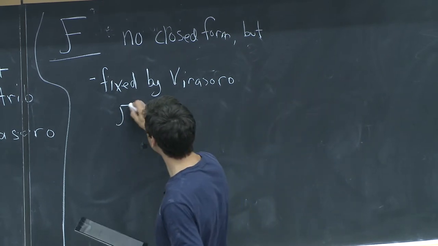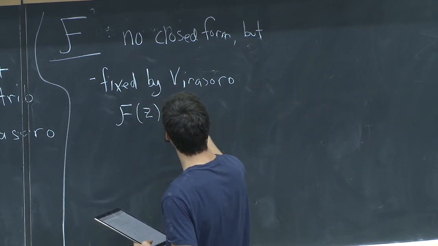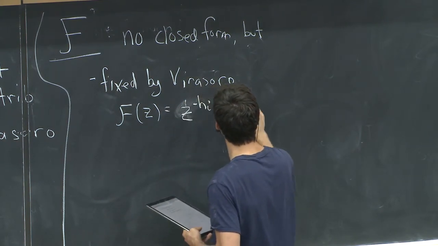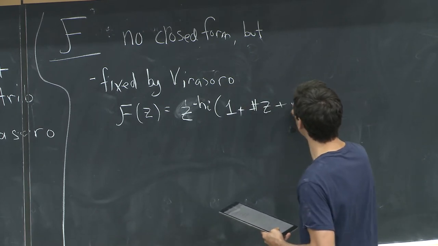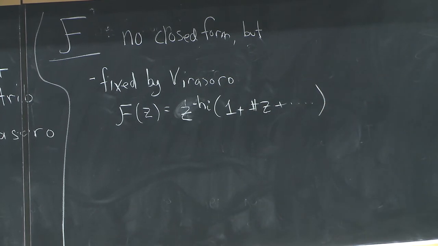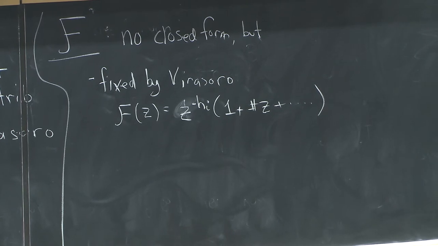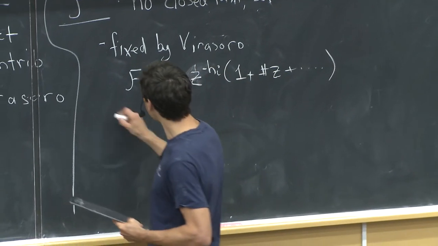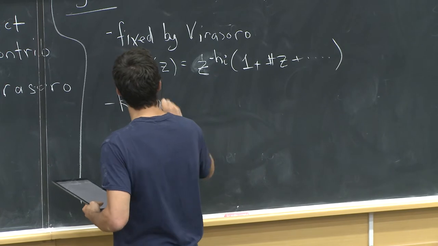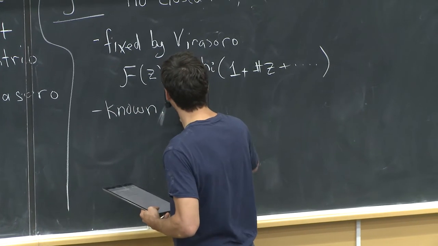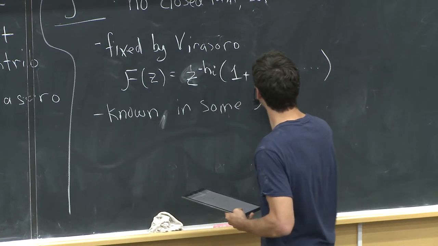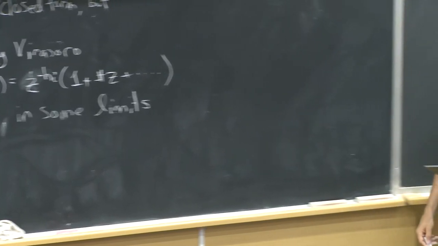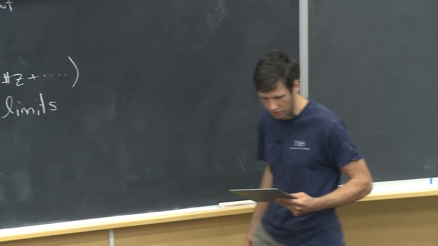So you can calculate just using the algebra, F of z is z to the minus h_I times 1 plus some number times z plus dot, dot, dot. And depending on how patient you are with the Virasoro algebra or Mathematica, you can calculate it this way, purely using the algebra to whatever order you want. They're known in some limits analytically, that is, we have closed form expressions for the Virasoro blocks in certain limits, and I'll describe one of those limits later.